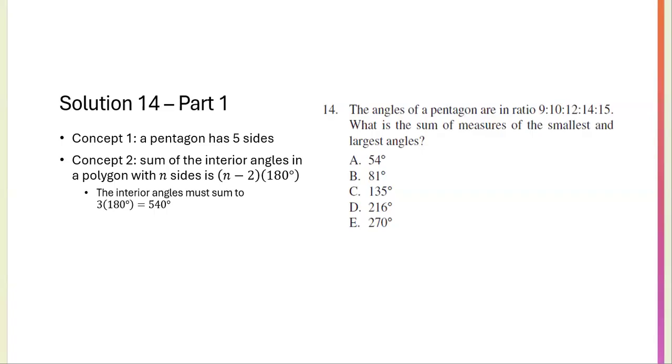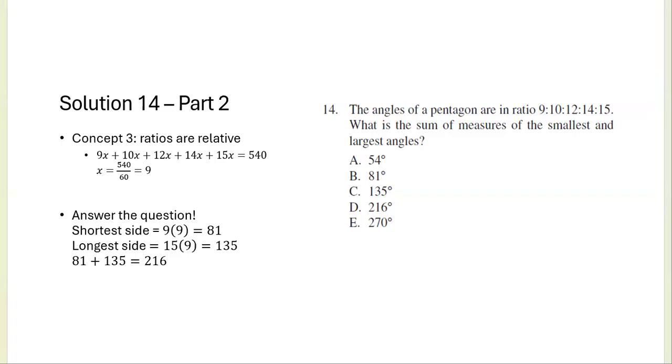So a pentagon has 5 sides. What's the sum of all the interior angles? Well, there's a general formula for any polygon. It's n minus 2 times 180 degrees, where n is the number of sides. So 3 times 180 is 540 degrees. Okay. Now we need to know that ratio is relative.